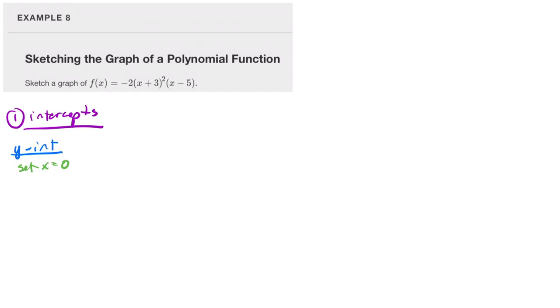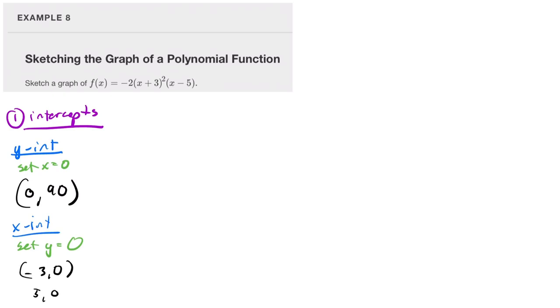So the y-intercept we get is 90. Okay. So then if we can find the y-intercept, that means we can find the x-intercept. And we set y equal to 0. Now I think we got fortunate here because it's already in factored form. So then we get -3 and 5. All right, we set each factor to 0 and solve.